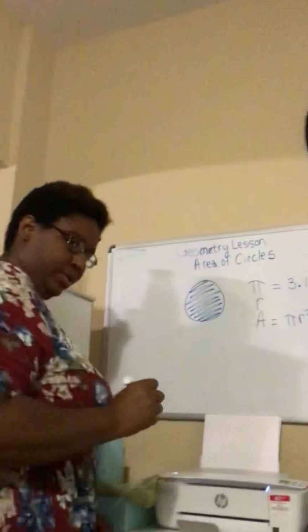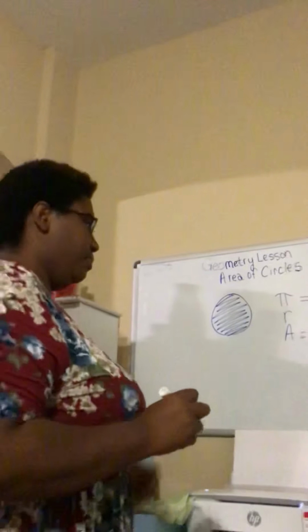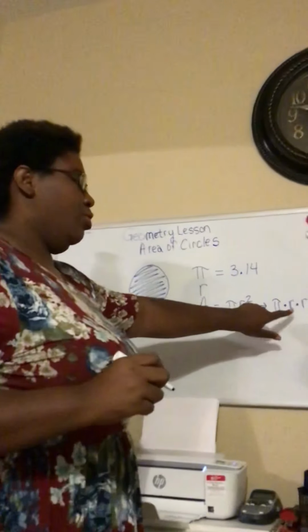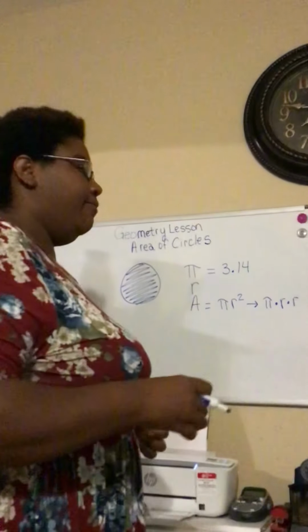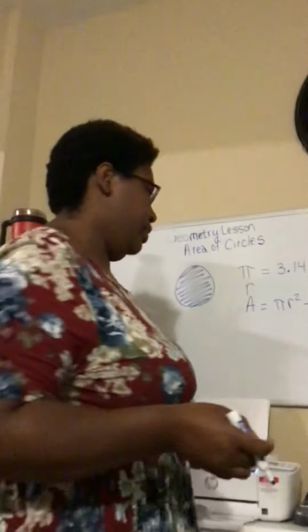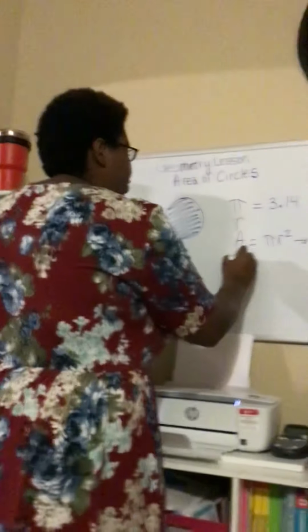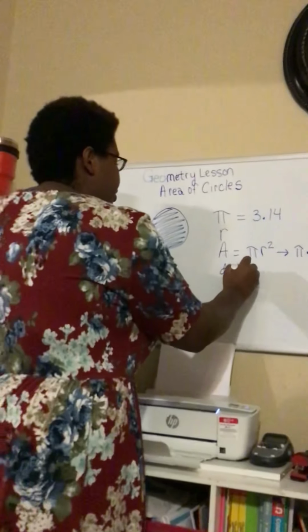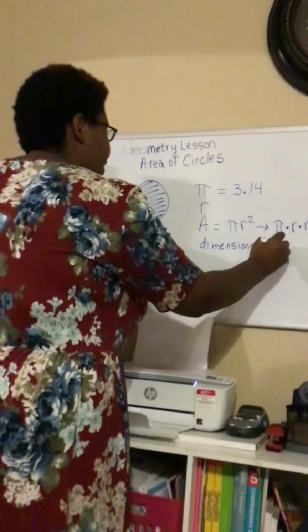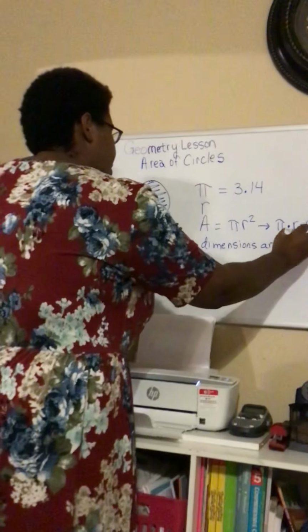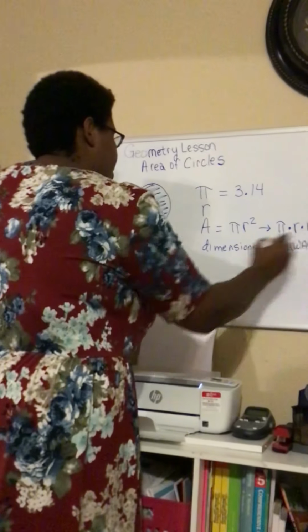And what that means is that's the same as saying pi times r, or the radius, times the radius another time. Okay? So basically we multiply pi, and then we multiply the radius again, and then we multiply the radius one more time. So whenever we get the dimensions for area, they're always squared.